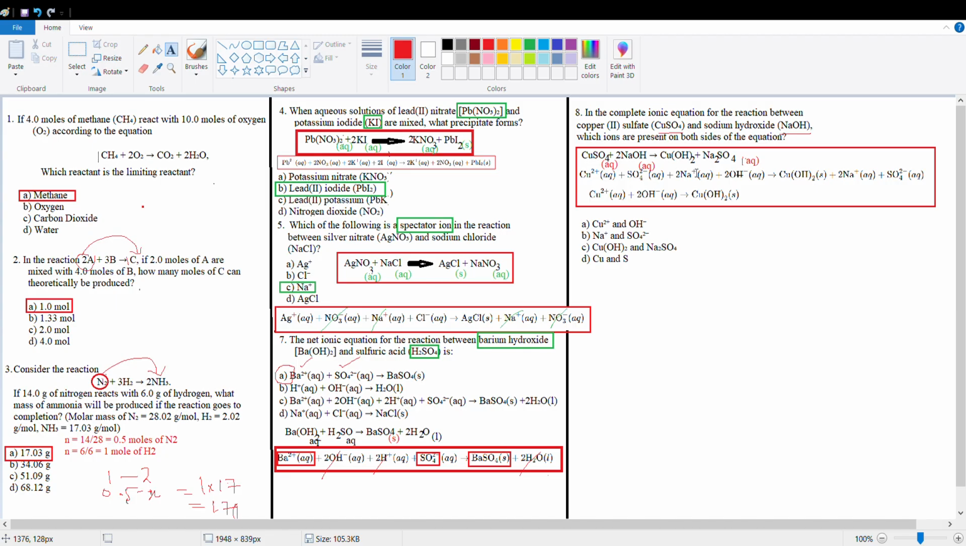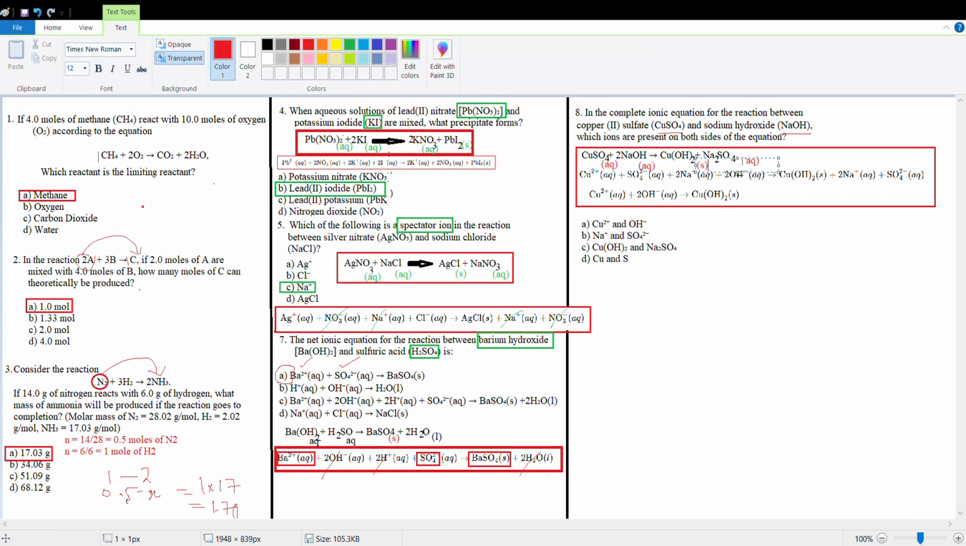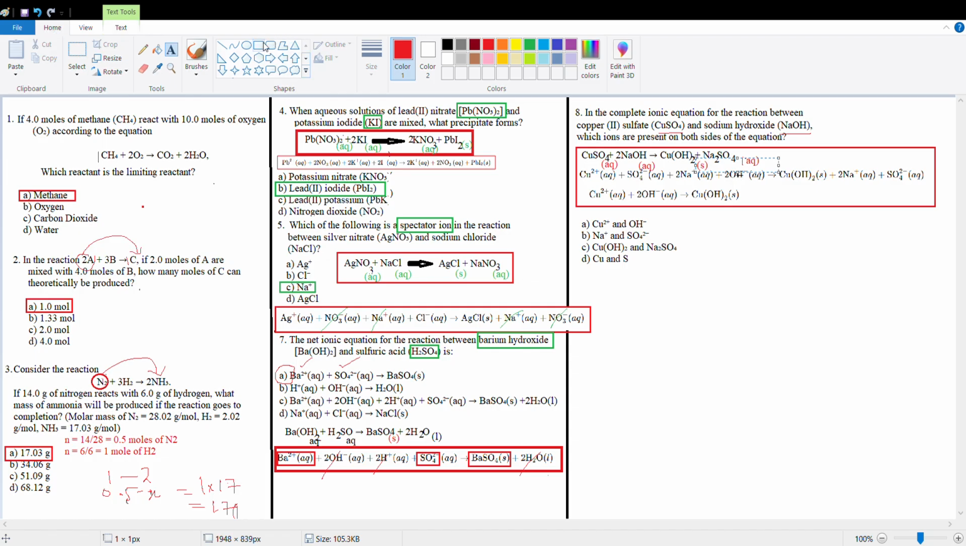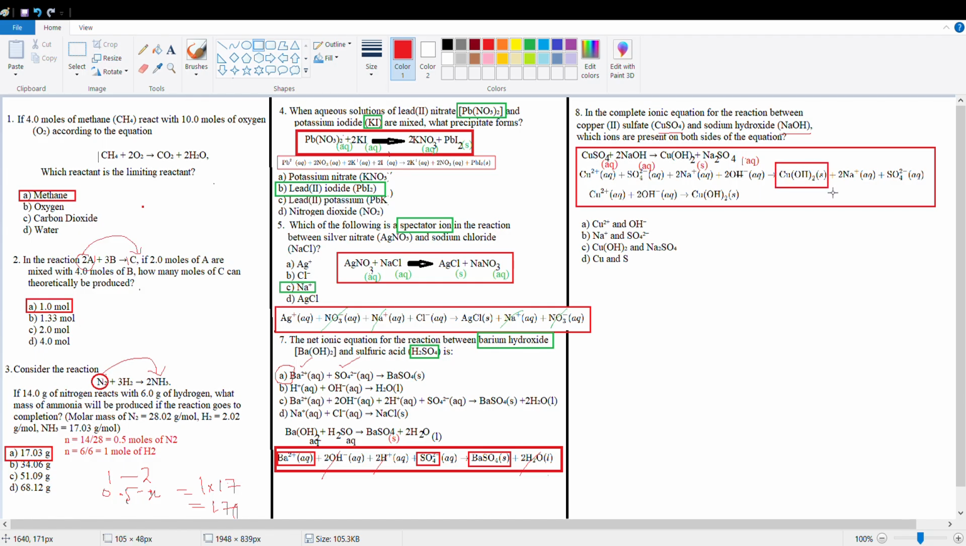The thing which is left is this copper hydroxide, and that means it will not be broken down. If you understood my previous explanation in the last question, number 7, it means copper hydroxide cannot be broken down, it remains as it is, and same thing, copper belongs to copper 2+, and then we have hydroxide. So these things which are highlighted in red cannot be cancelled, so they remain as they are.